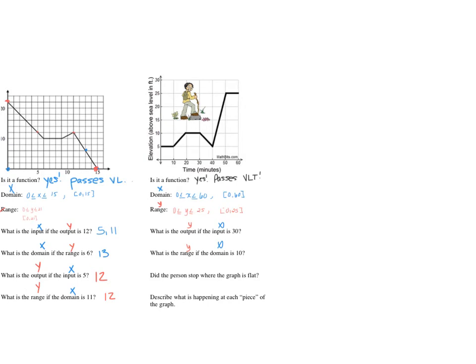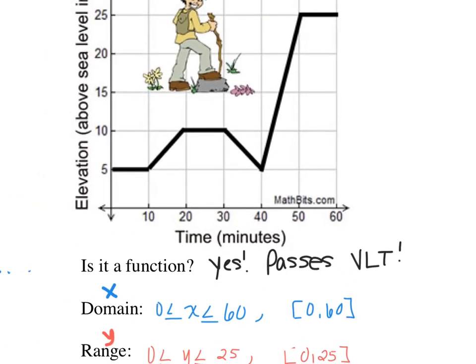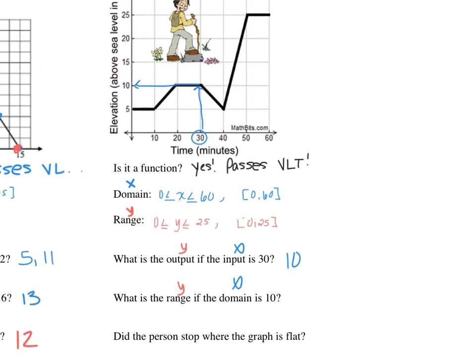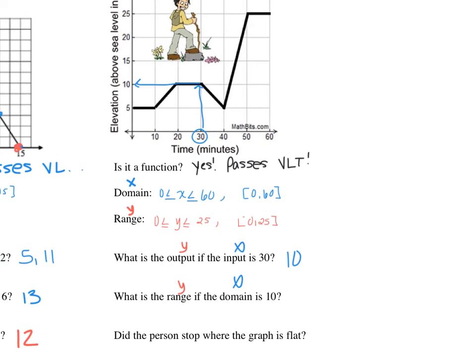The first question is, what is the output if the input's 30? So I go to x equals 30, right here, and I go up. I have to ask myself what y coordinate it is, and boom, it's 10. That's your final answer. Try to do the next one by yourself. What is the range if the domain is 10? If you did that by yourself, you should get this. Let me just do some erasing. My domain is 10, so I start at 10. I go up and I go over, and boom, I hit a 5. That is your range.